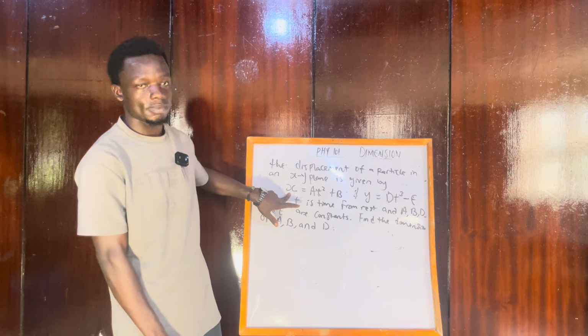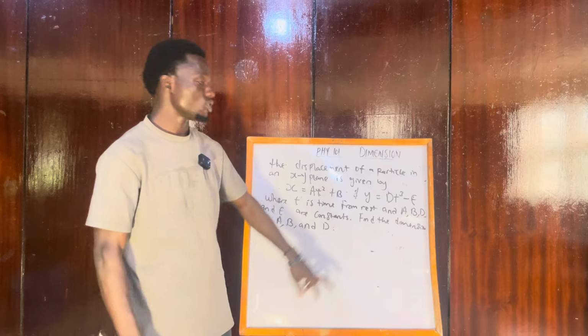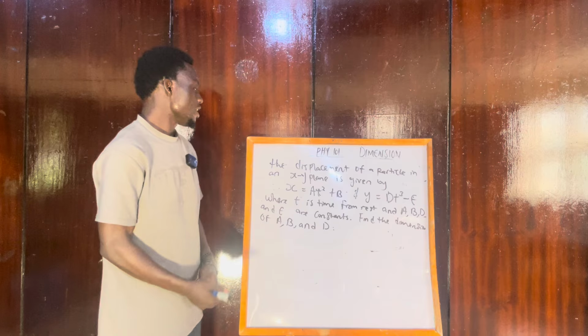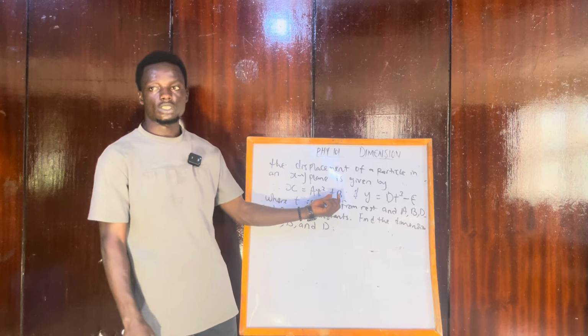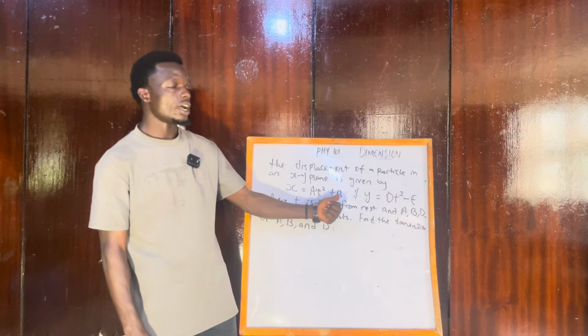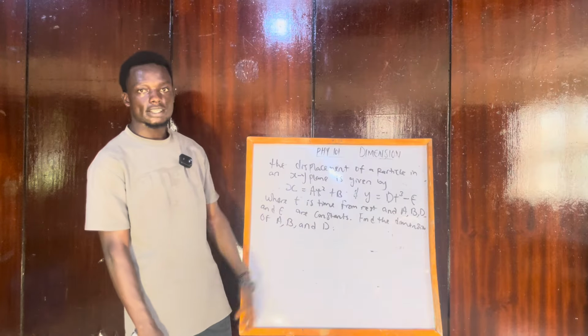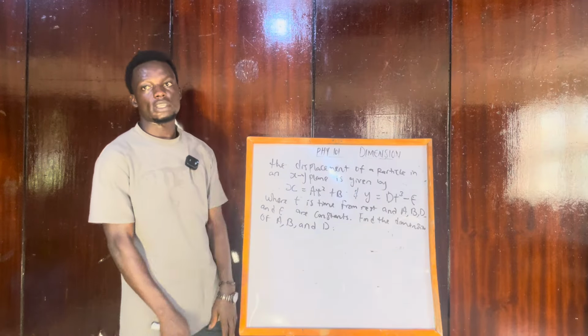So your x is a displacement, which has a dimension of L. Your y also is a displacement, which also has a dimension of L. Now, for you to add at squared with b, that means at squared and b have the same dimension. And for them to be equal to x, that means they also have the same dimension as x.